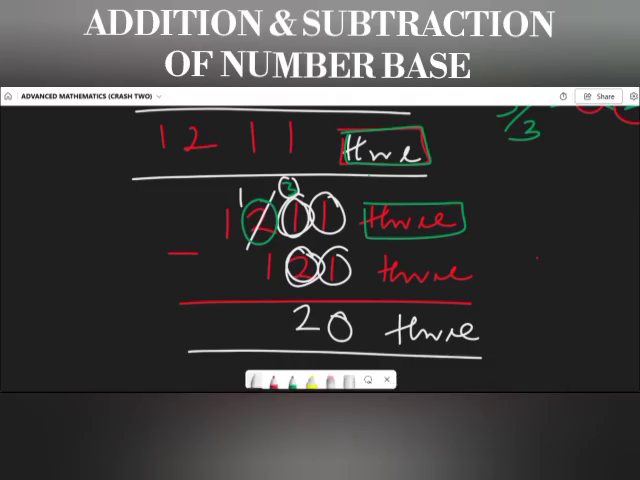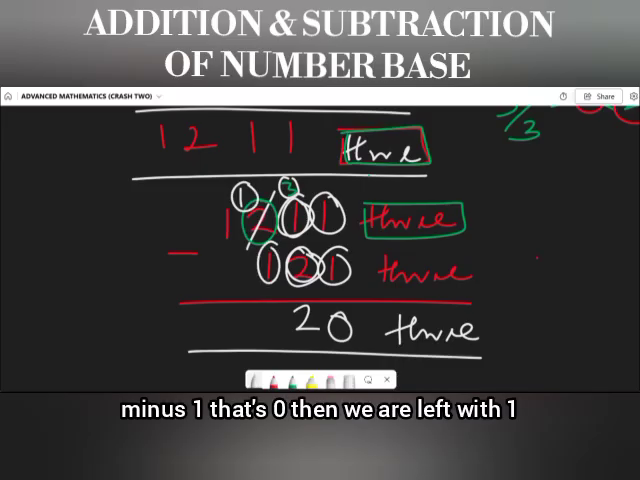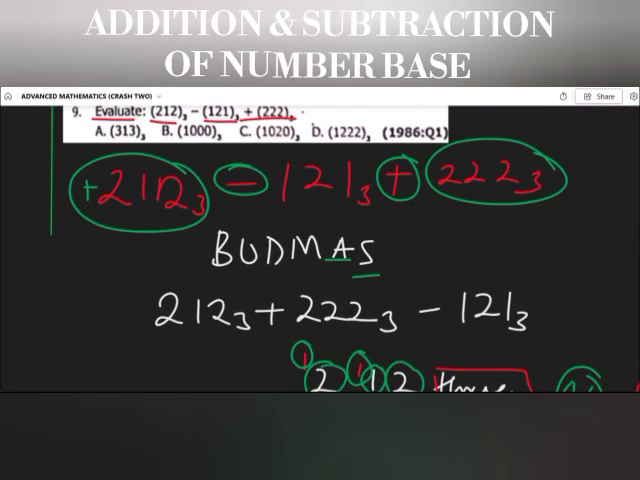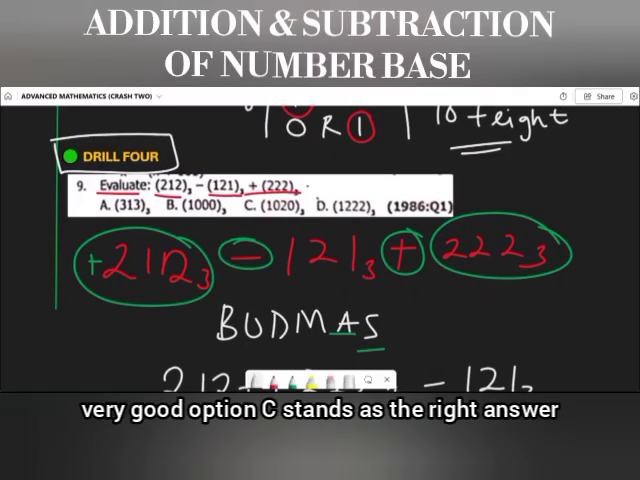Move on to the next one. Next one, 1 minus 1, that's 0. Then we are left with 1. So our answer here is 1020, the base of 3. Let's consider our options to see whether we have the right answer. Very good. Option C stands as the right answer.